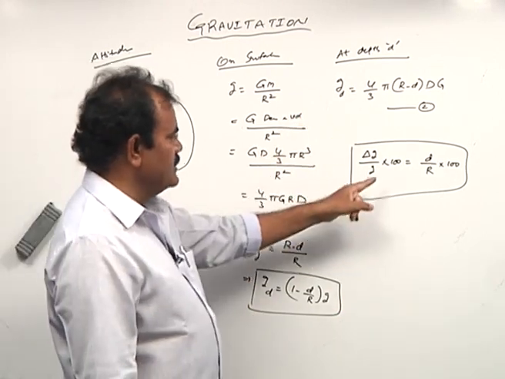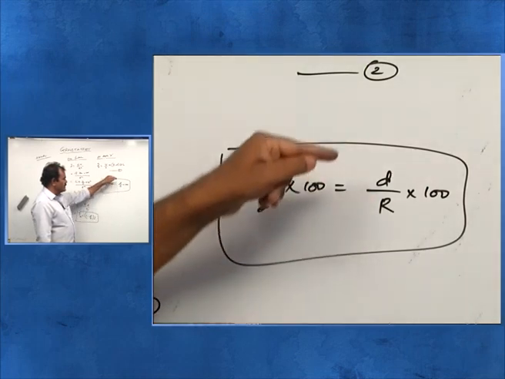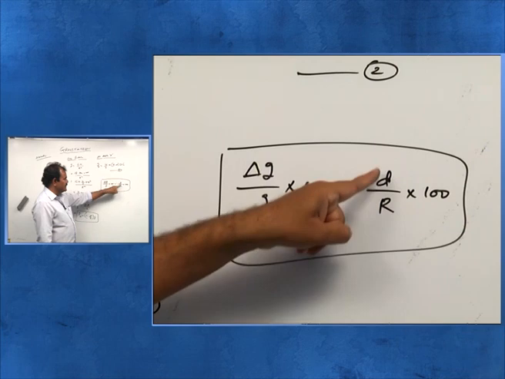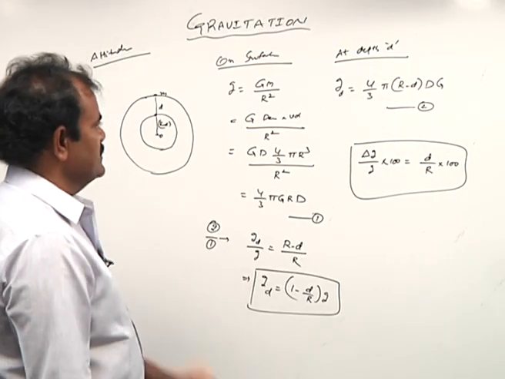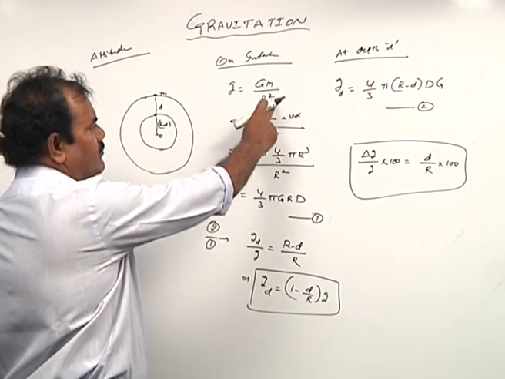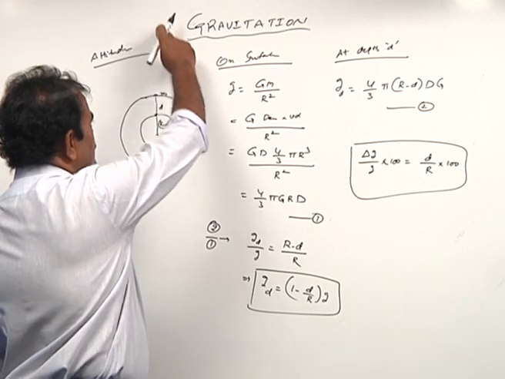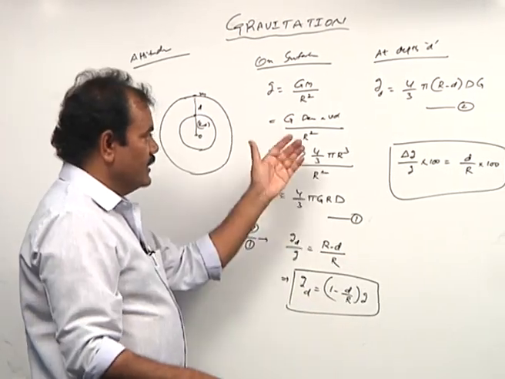And here it is the percentage decrease in small g when your body is taken to a depth. So that's why d by r into 100. Next, one point is there. In the previous case, what we have taken is g equal to GM by r square, and when your body is taken to the height, GM by (r plus h) whole square. So we have taken that process only.